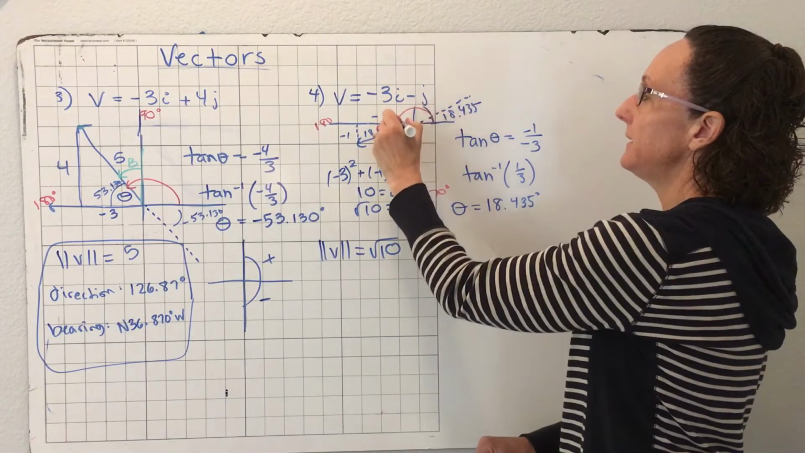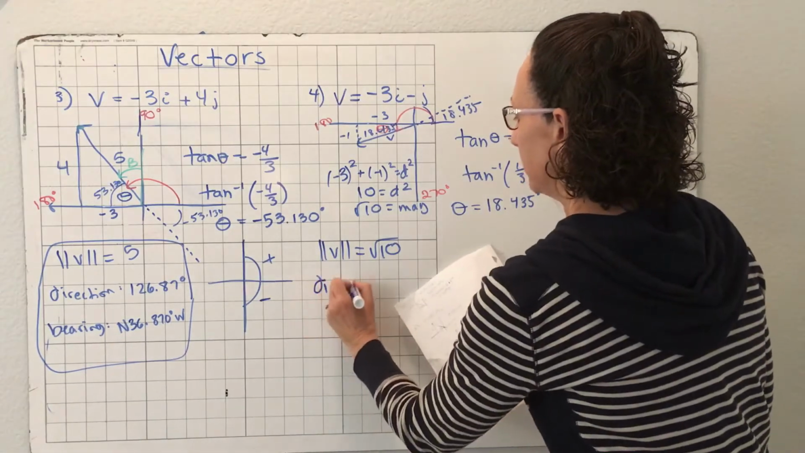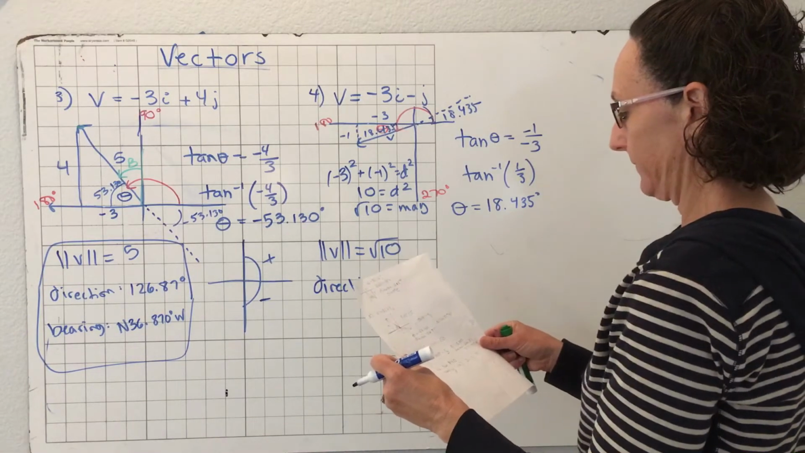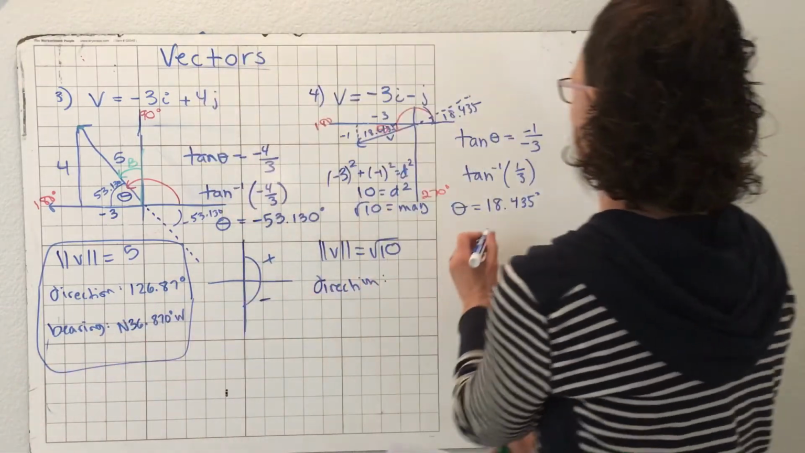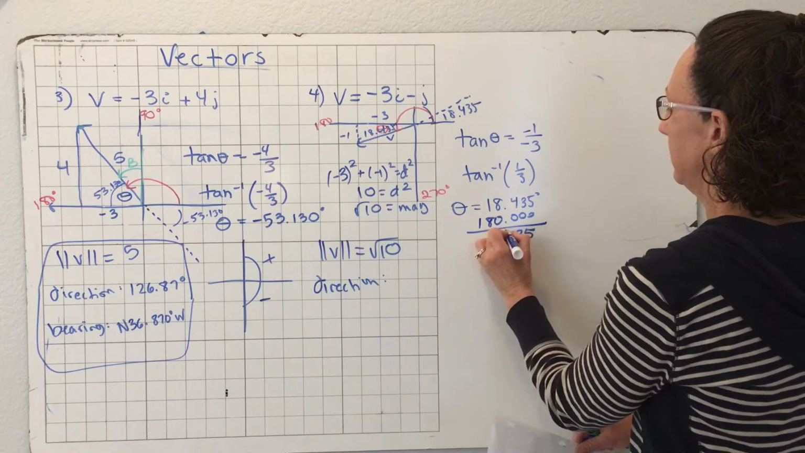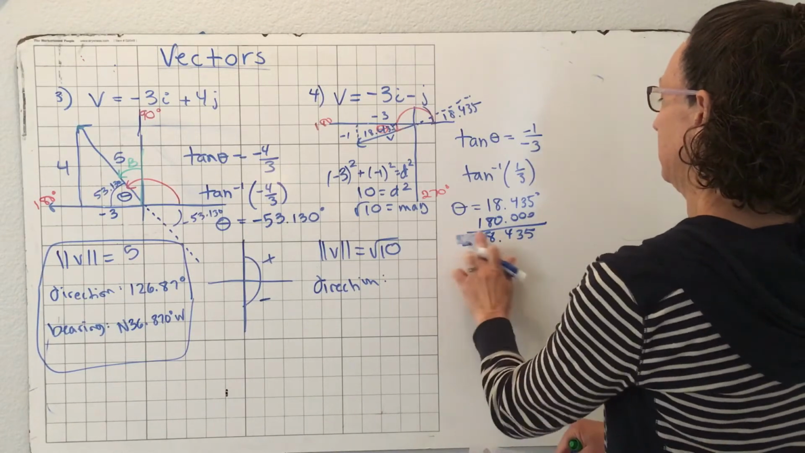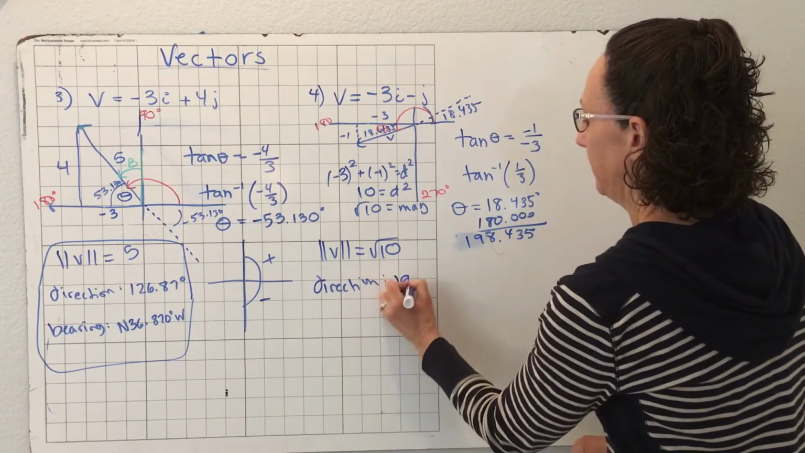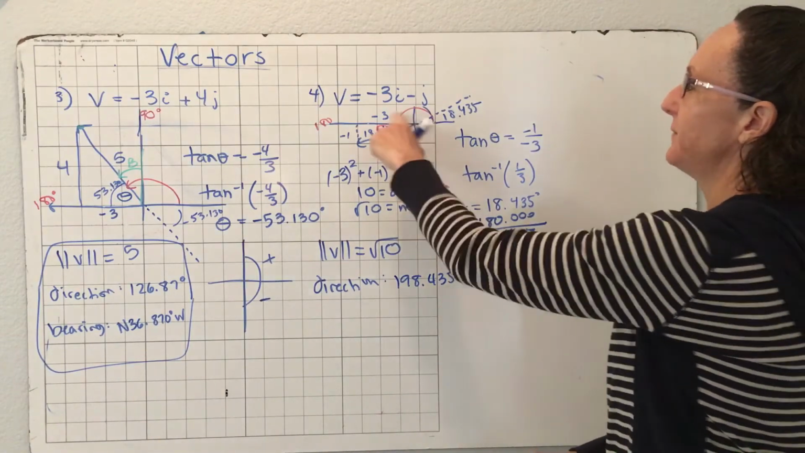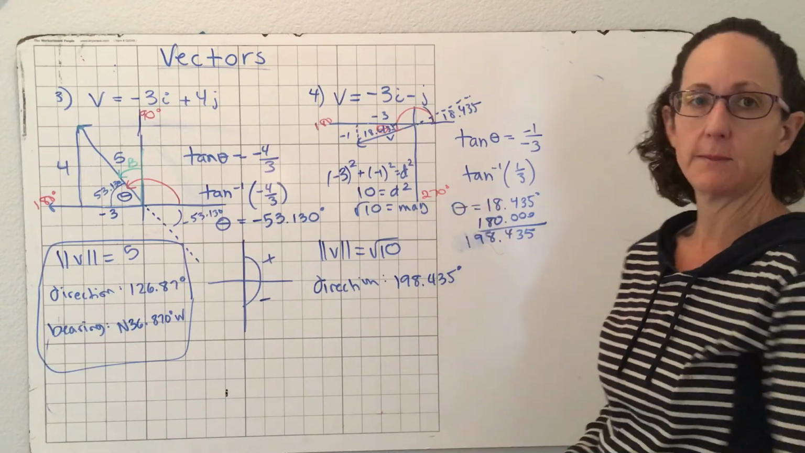So the direction is all the way to here, which is 180, plus another 18.435. So that makes the direction 198.435. Okay. Sorry about the smudgy. Okay, so I just did 180 plus 18.435, and I got the direction of 198.435, which matches my picture pretty good.